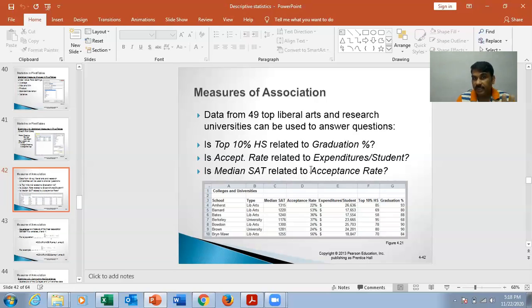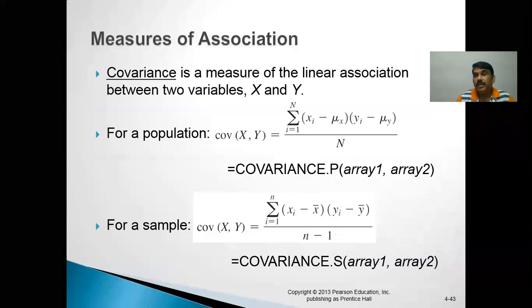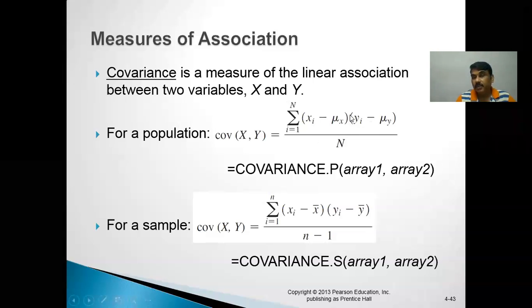So here different values are there. Median SAT means the entrance test value, then acceptance rate, then expenditure, how much the students can expend on a particular course, then the top 10% students of a particular course, and then graduation percentage. So we can take these values, or we can have different values also, but the major thing we all have to understand in covariance is that we have different series, and we have to understand how these series are interrelated with each other.